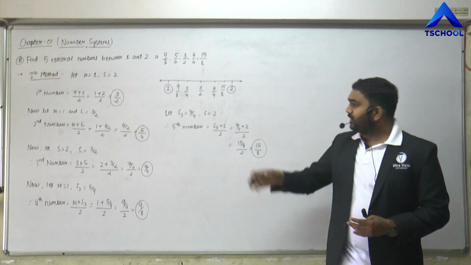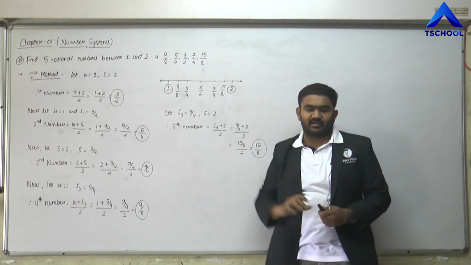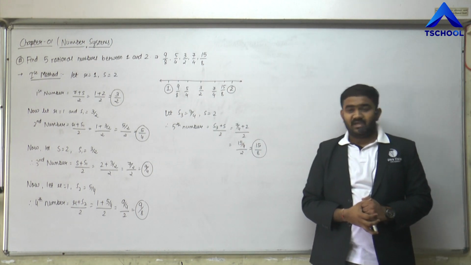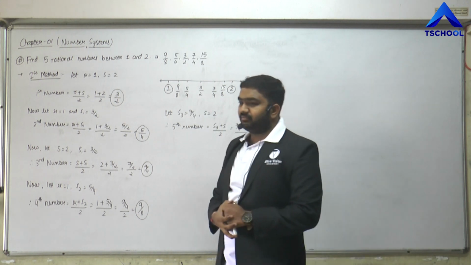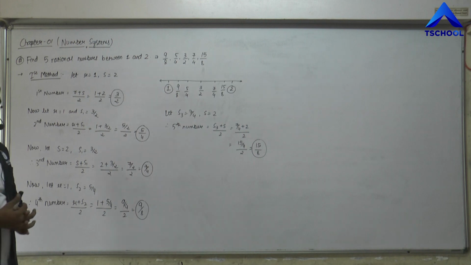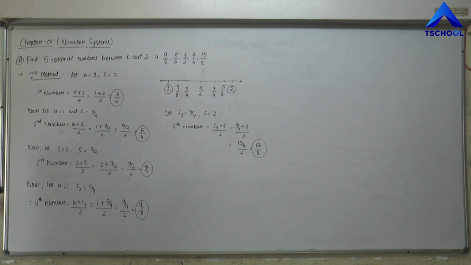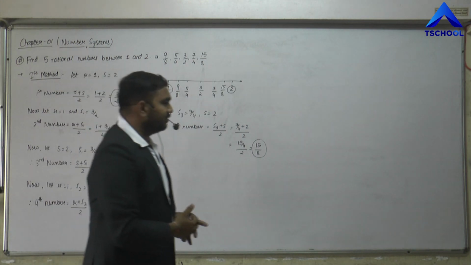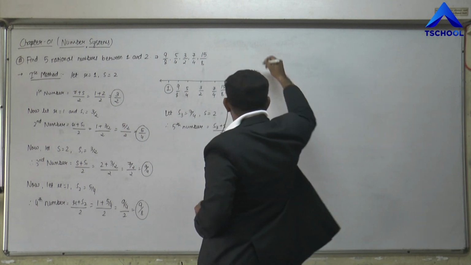So it is not compulsory to get these 5 rational numbers only, but it is necessary that the numbers you get must be rational numbers. Is it clear? So this is our required 5 rational numbers here. Now let us go for the second method.